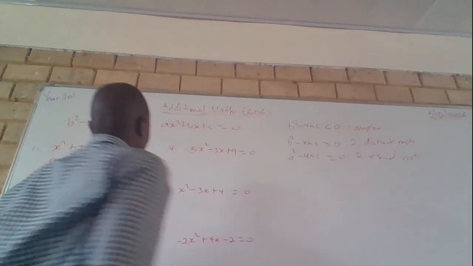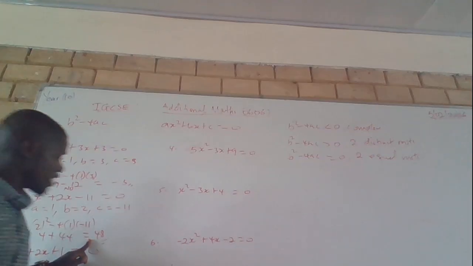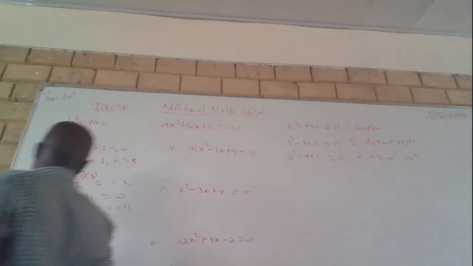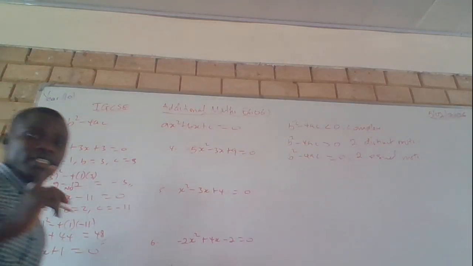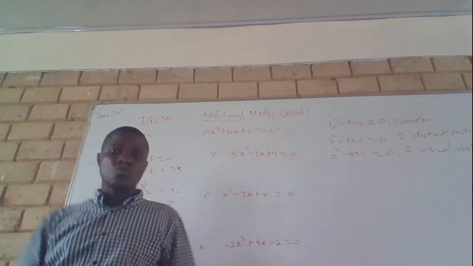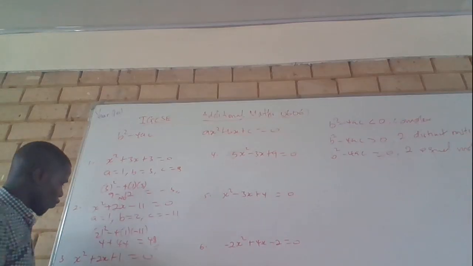So now we have stated that. Let's come here. This one is greater than 0, so therefore, two distinct roots. So you can state it. You can state that this quadratic equation has two distinct roots. Good. Now let's come here.